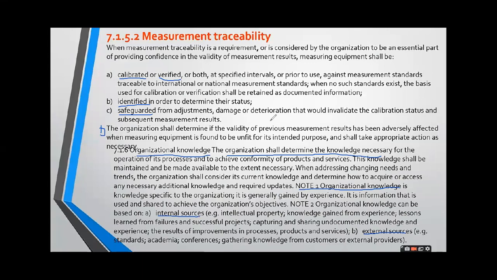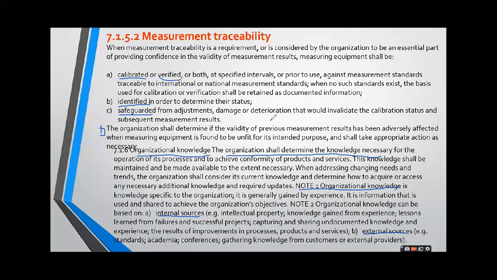Okay. So the internal sources is for the intellectual property developed by the organization. So as I was saying, the internal sources is the intellectual property developed by the organization, experience gained through the operation, success and failures, lessons learned from the projects and improvement initiatives, sharing and capturing the undocumented knowledge among the employees. This could be the internal sources.